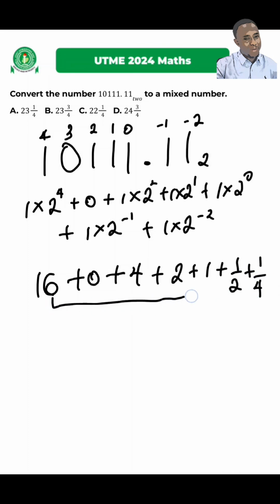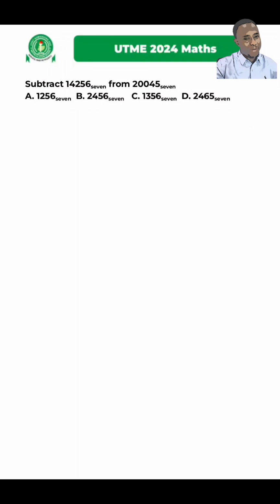So add the whole number part first. 16 plus 4 plus 2 plus 1 is 23. Then add the fraction part. That's going to give you 3 over 4. You should know how to add fractions. And that is the answer: 23 whole number, 3 over 4. That's option B.